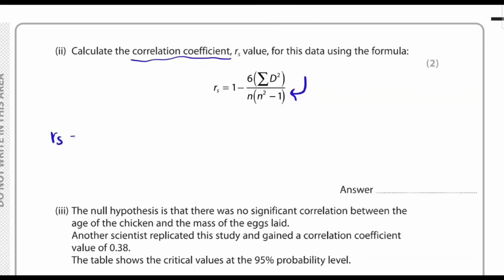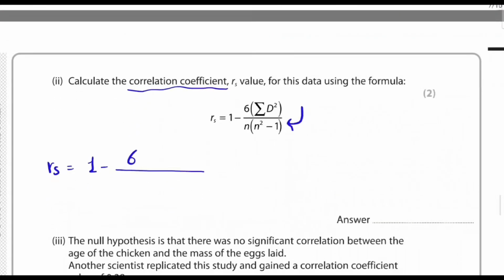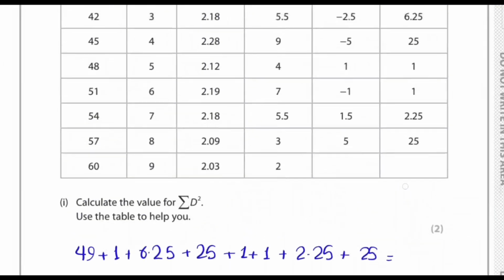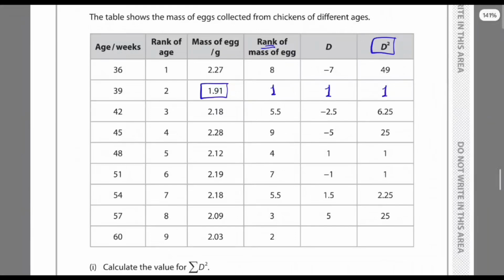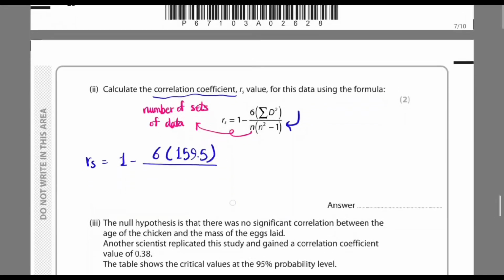So the correlation coefficient equals 1 minus 6 times total D squared. We already got total D squared, which is 159.5. So 6 times 159.5 divided by n times n squared minus 1. So what is n? n is always the number of sets of data. So let's count the number of sets of data here. 1, 2, 3, 4, 5, 6, 7, 8, 9. So we have 9 sets of data, or actually it's already here in the rank. We could say that they are 9 values.